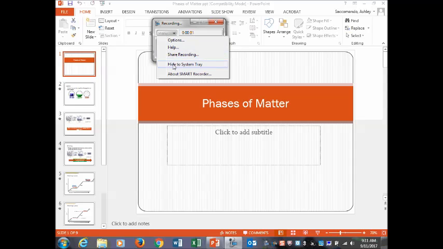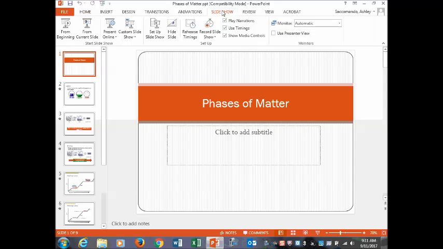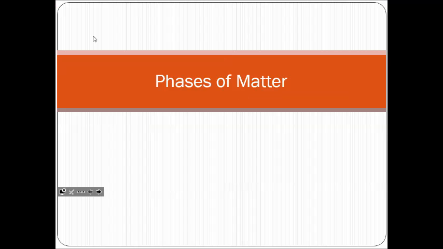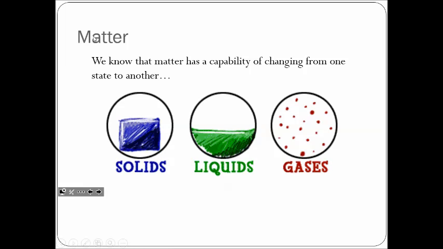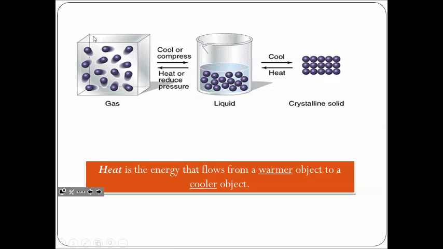Not that glorious. Okay, so I'm going to review a little bit before we get into all of the other phases of matter. We know that matter has the capability of changing from one state to another. So we're talking about our solids, liquids, and gas phases here. States of matter, phases of matter, you can use either one. So for instance, looking back at our particle arrangement here.